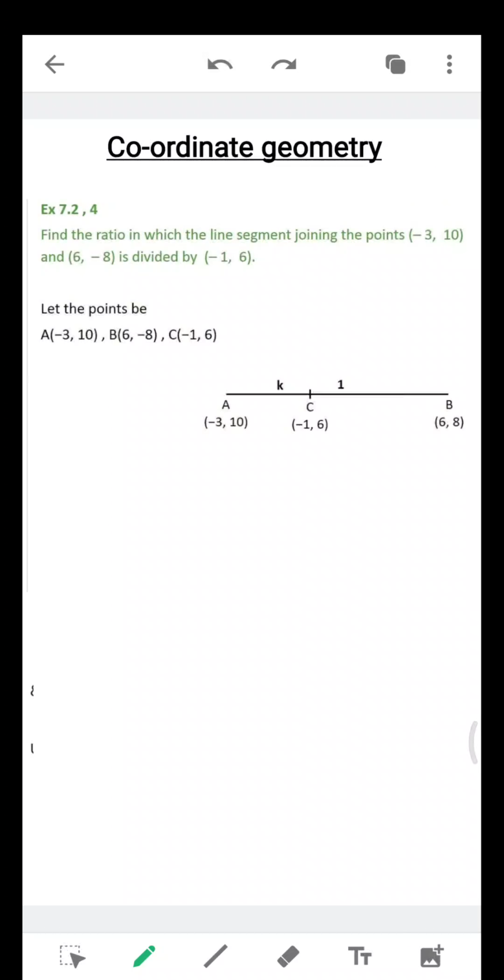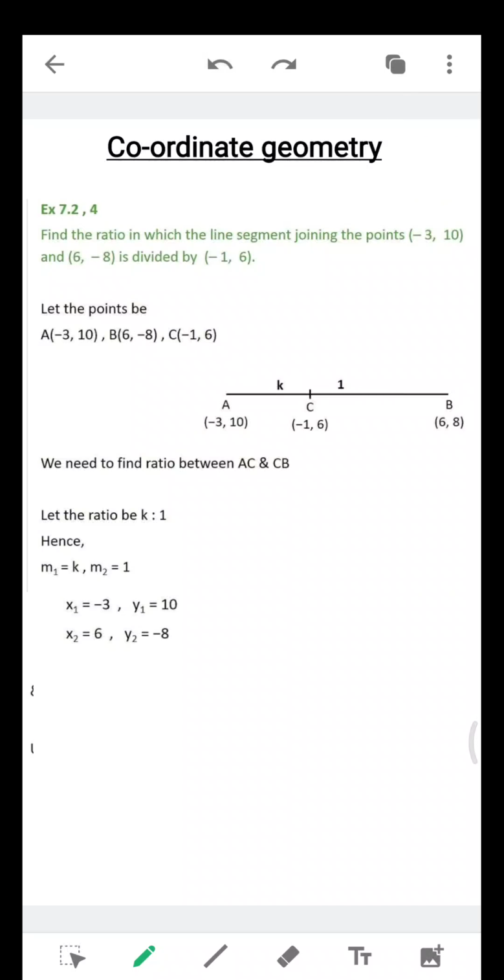Let the points be A minus 3 comma 10, B 6 comma minus 8, and C. You can name the points as you wish. This is the way the figure is given here. So point C is dividing AB. In which ratio it is dividing, we don't know. So m1 is to m2 is missing here, and we are going to find it. Whenever the ratio is missing, we'll take the ratio as k is to 1.